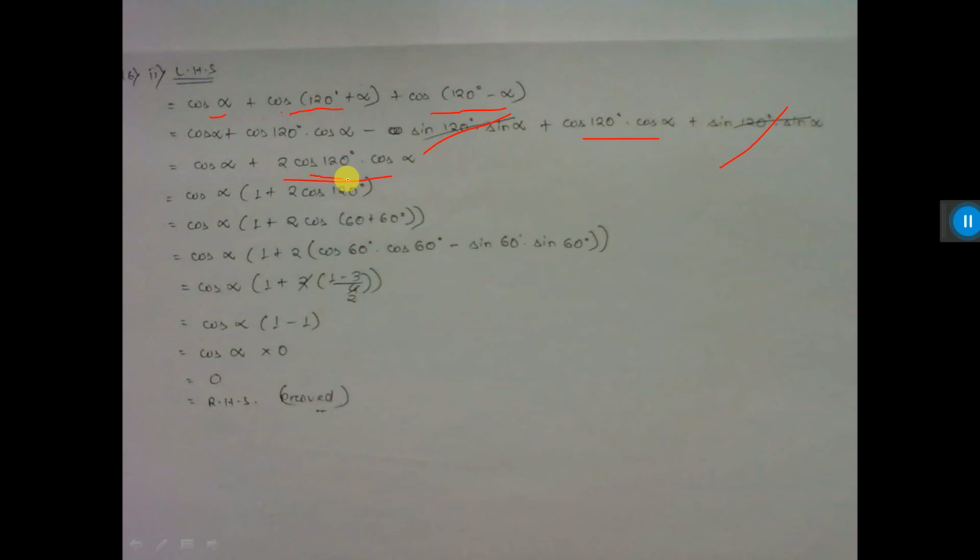Now cos 120, take cos alpha common, cos 120 you can write 60 plus 60, cos A cos B minus sin A sin B. Now put the value and solve it, it will be 0.